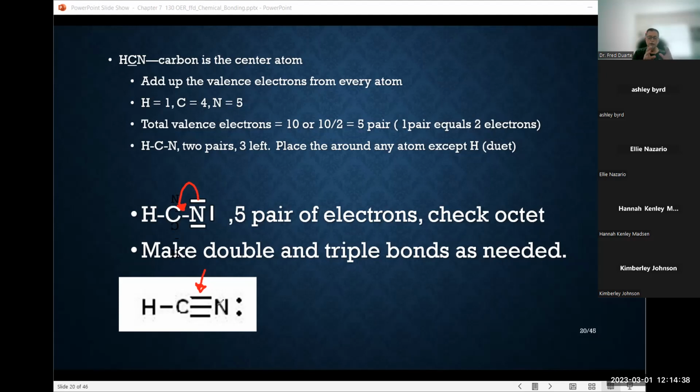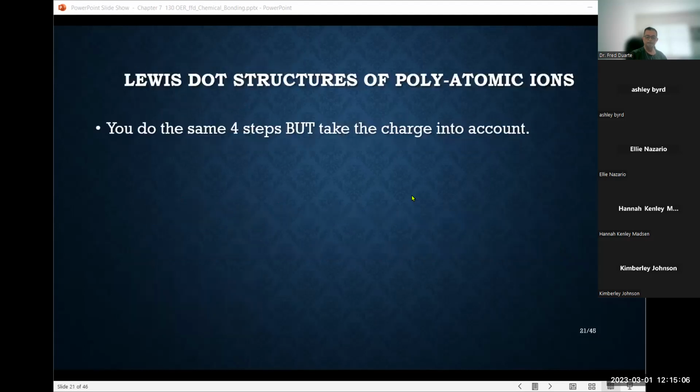When you write a structure and you see that you don't have enough electrons for some of the atoms, you don't just arbitrarily add electrons. You have to work with what you calculated, the 5 pairs of electrons. That is what you have based on the atoms and based on the valence electrons that every atom brings through the table. All right. Any questions to this point?